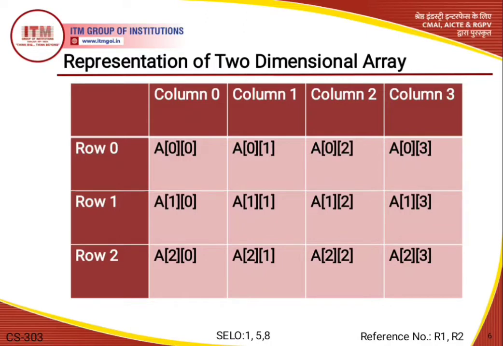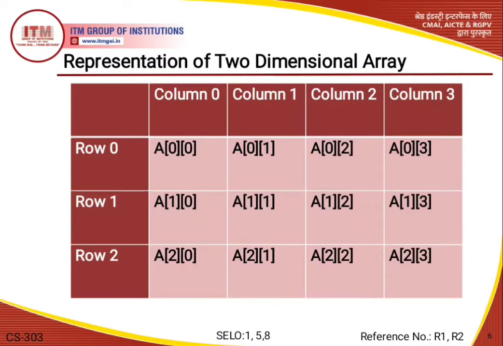Then if we talk about the second element, the address is represented in the form of A01. So again, the first element is the address of the first row, which is row 0, and the second column, which is column 1. So the address is A01. Similarly, the third element is at position A02, row 0 and second column, and the next element is at position A03, which is row 0 and third column.